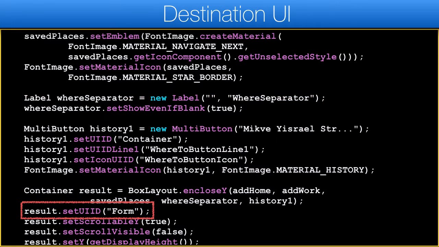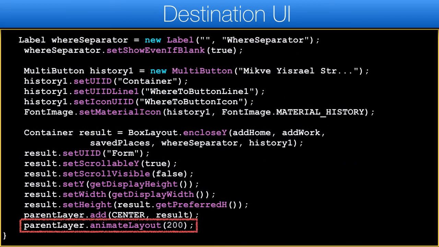We can reuse the form UI ID here, because that's effectively what we want. We want this UI to appear as if it's a form. We need this to be scrollable, but we don't want the scroll bar on the side as it might cause aesthetic issues. The showing of this element is animated from the bottom of the form.